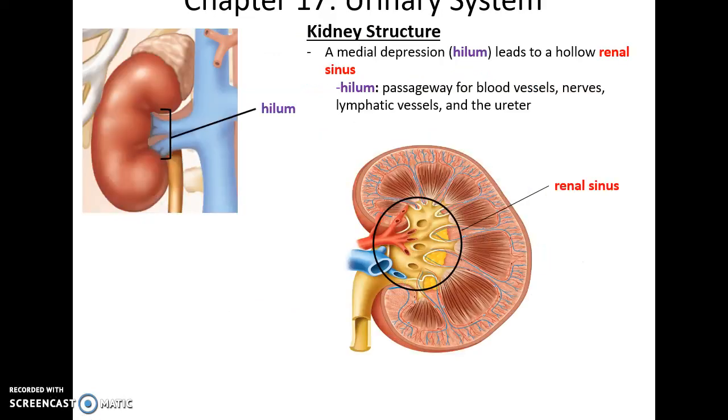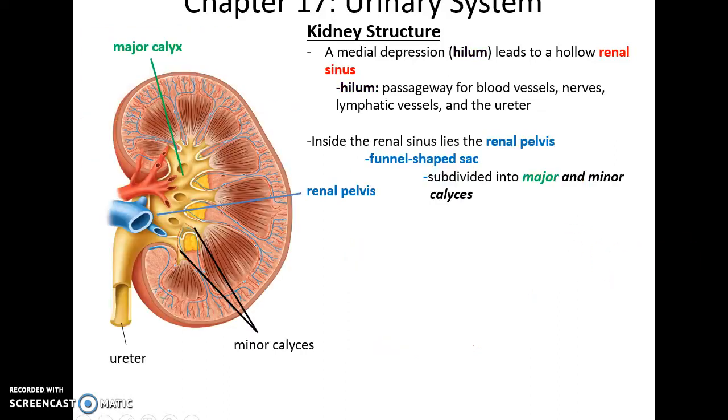The kidneys have a depression that leads to many structures going in and out of the kidney. This depression then opens up into what's called the renal sinus. So the hilum is the opening that allows the passageway for blood vessels, nerves, etc. And the sinus is where you see some of the important structures of the kidneys.